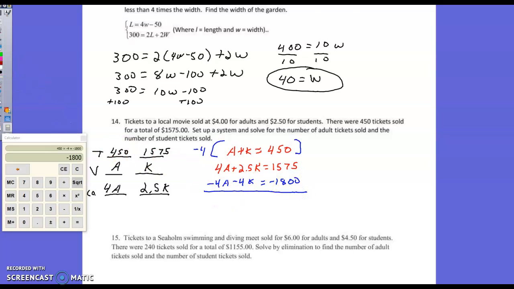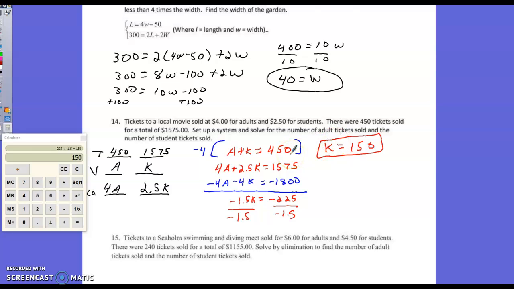Now we can combine these. So that's 0. 2.5 minus 4 gives us -1.5 K equals 1,575 minus 1,800, which gives us -225. Now we have to divide to get K by itself. K equals, since it's already in here, I'm just going to divide by -1.5. 150. So that's half of our answer.